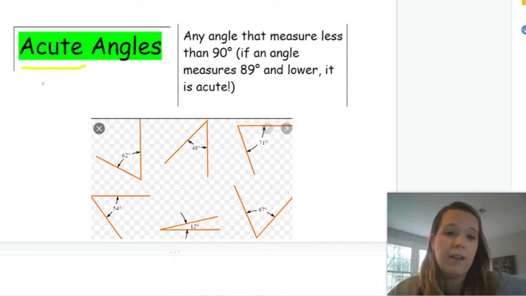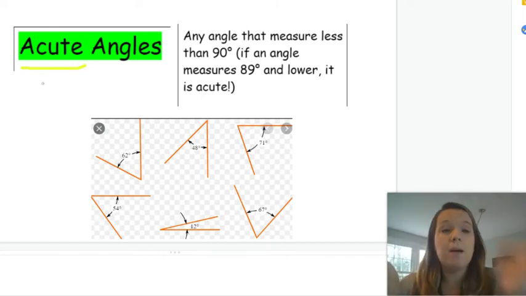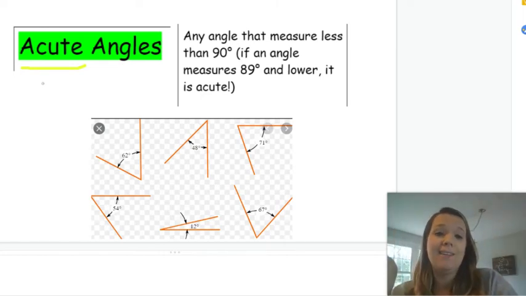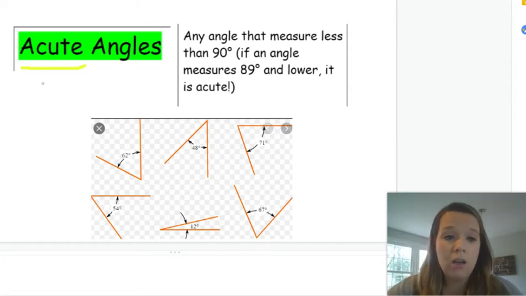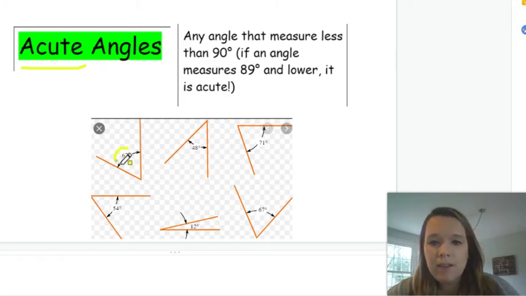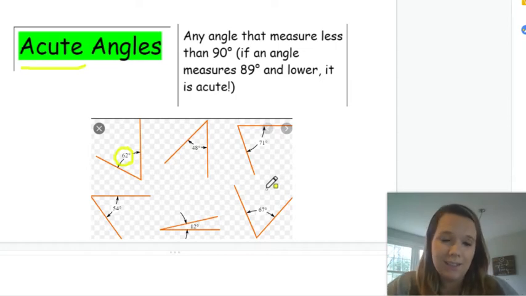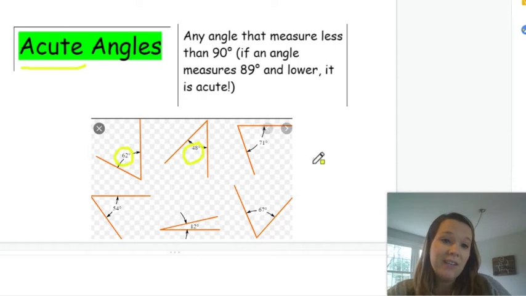Acute angles are angles that are less than 90 degrees. So not 90 degrees, but the number that comes before 90, which is 89 degrees or less, those angles are all acute. So if you look here, we see different angles. They don't have letter names on them. We can see that the measurement of this angle is 62 degrees. 62 degrees is less than 90 degrees, so that makes this an acute angle. Additionally, the angle here is 48 degrees. 48 degrees is less than 90 degrees, making this an acute angle.